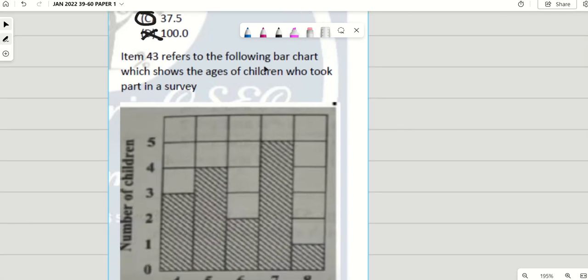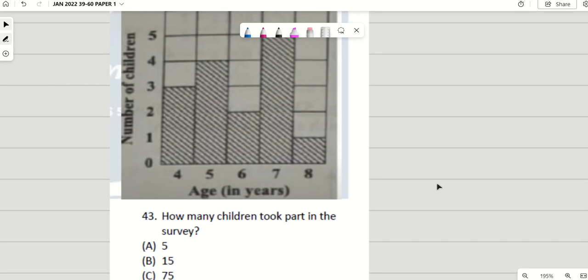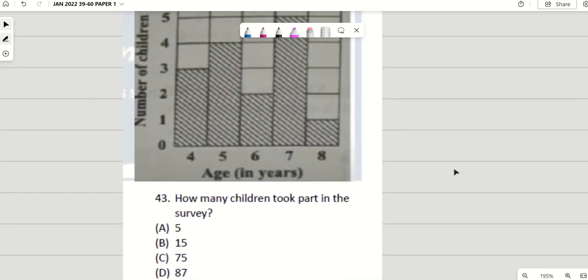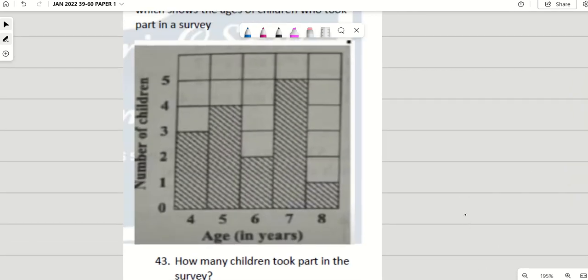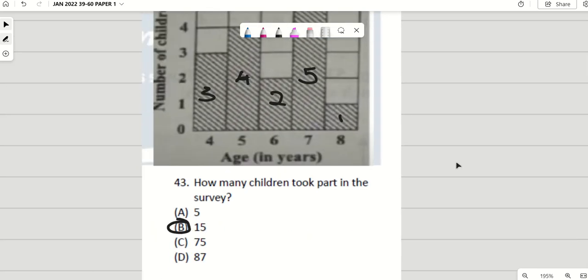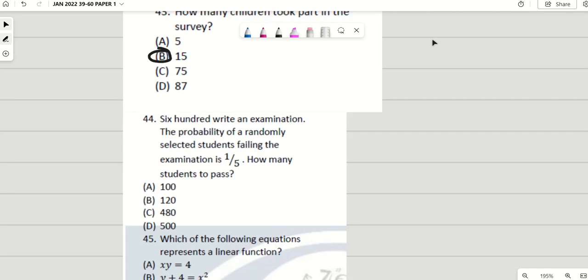Number 43 refers to the following bar graph, which shows the ages of children who took part in the survey. The question is how many children took part in the survey. It is 15, right, the total, but we can add it. We have for 4 was 3, then when you reach 4, you have, sorry, this is 4, this is 2, this is 5, and this is 1. When you add up all these, the number of children, you'll get 15.